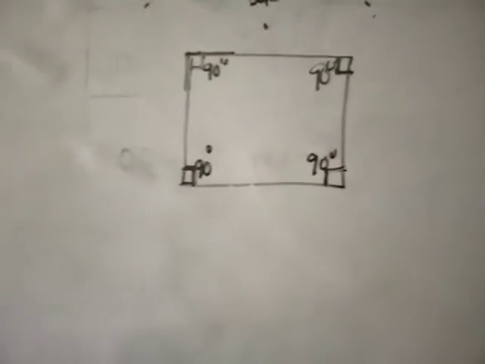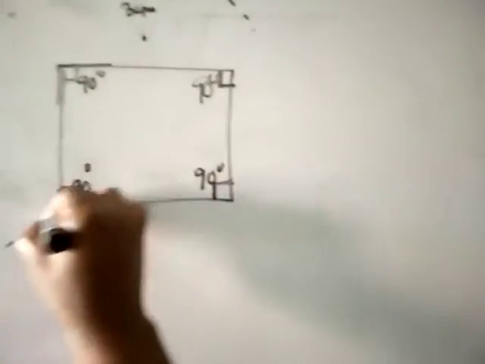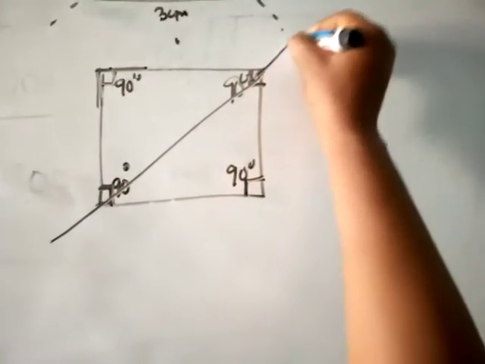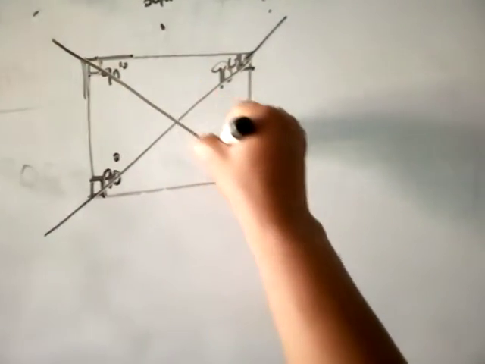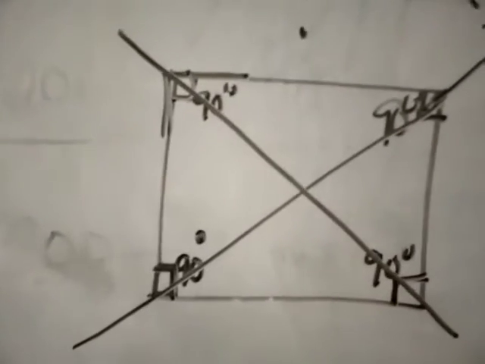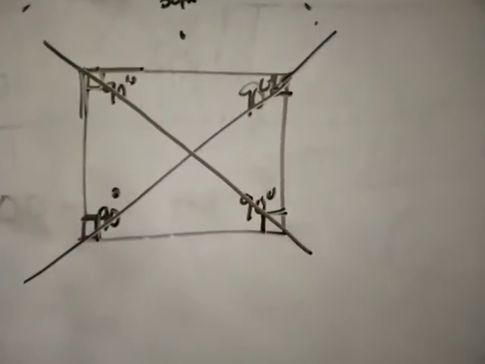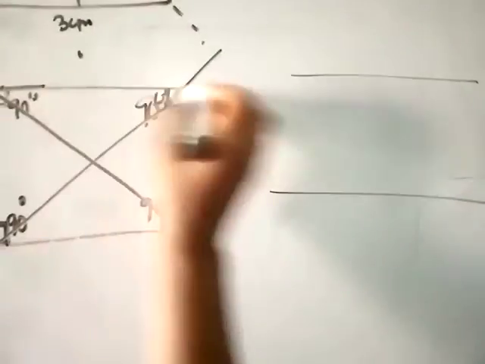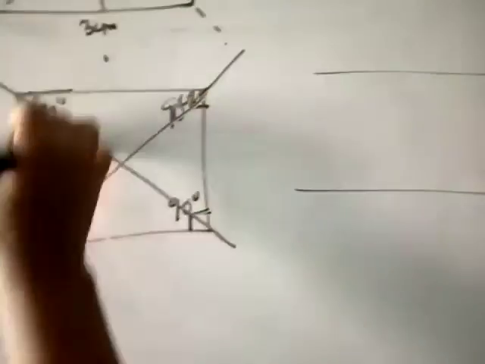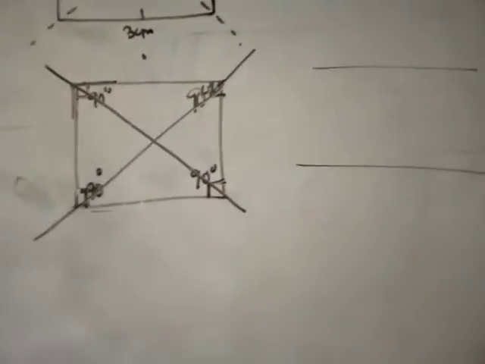Now, we said that the diagonals meet at right angle. This is the diagonal. They meet at right angle. Then we said opposite sides are parallel. When we talk about parallel lines, they are lines moving in the same direction. You can see that these two are going in the same direction while these two are also going in the same direction. So opposite sides are parallel.